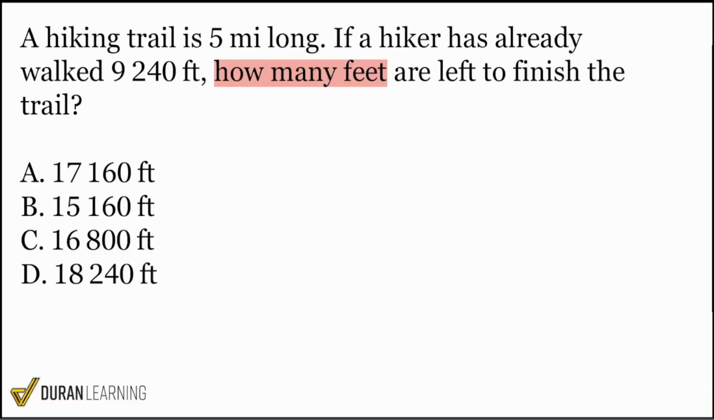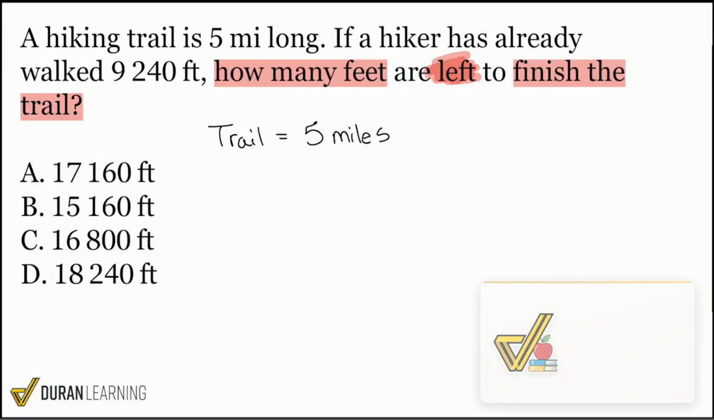So how many feet are left to finish? So how much is left? So subtract to get the remaining amount for that finish line. So what do we know so far? We know that the hiking trail right over here, it's 5 miles long. We know that it's 5 miles long. So the whole trail, the trail equals 5 miles. All right, sounds good.